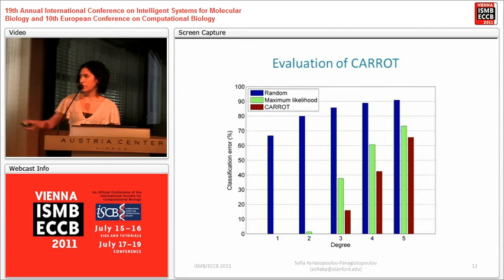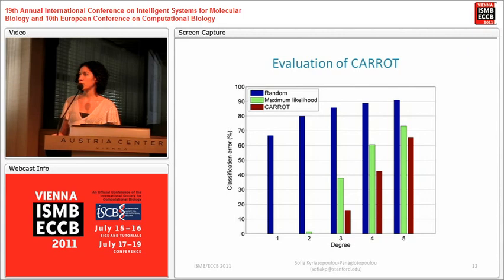The results are summarized here, where the classification error is on the y-axis, and the error is averaged for all relationships of the same degree, and the degrees are on the x-axis. For comparison, I'm also showing you the performance of a maximum likelihood approach, which is similar to what previous methods have been doing. That is, we ran our generalized HMMs for all relationships considered and then just picked the model with the maximum likelihood.